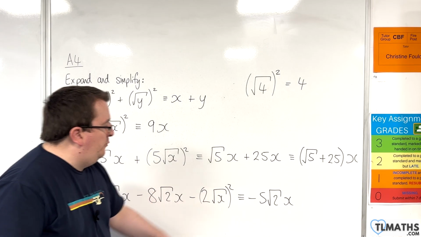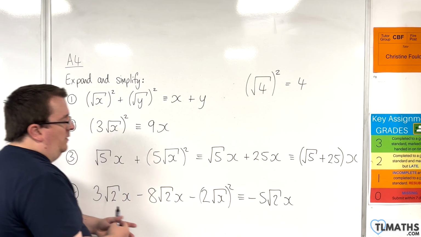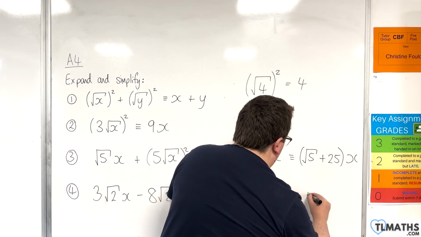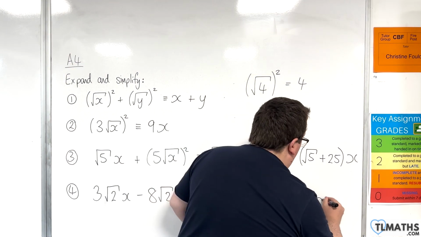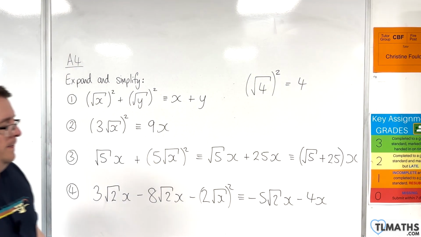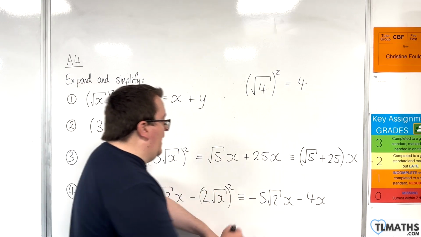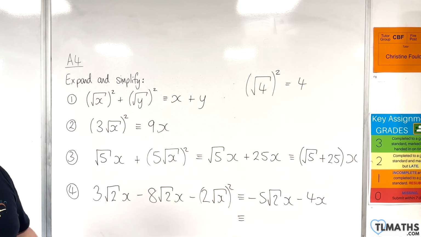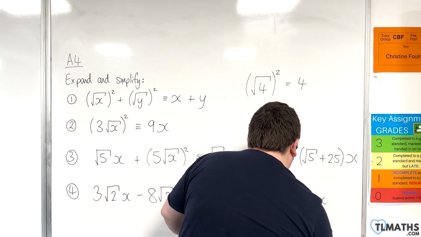If we focus on this one now, in much the same way as we had here and here, we have 2 squared, which is 4, and then root x all squared, which is x. And then again, just as we had here, we can factorize the x out and have a bracket like so.